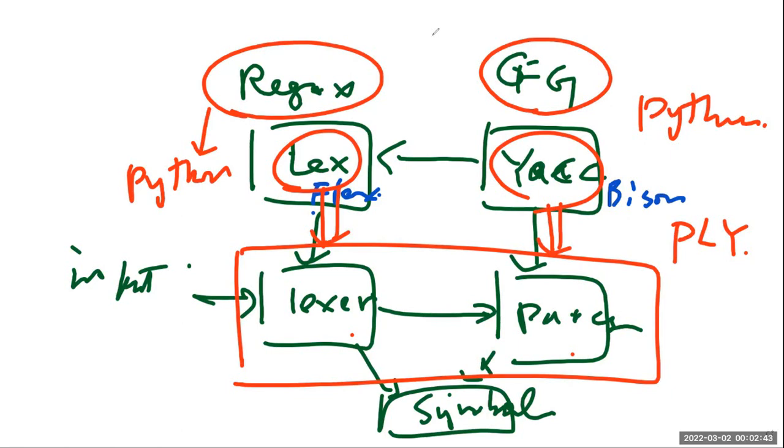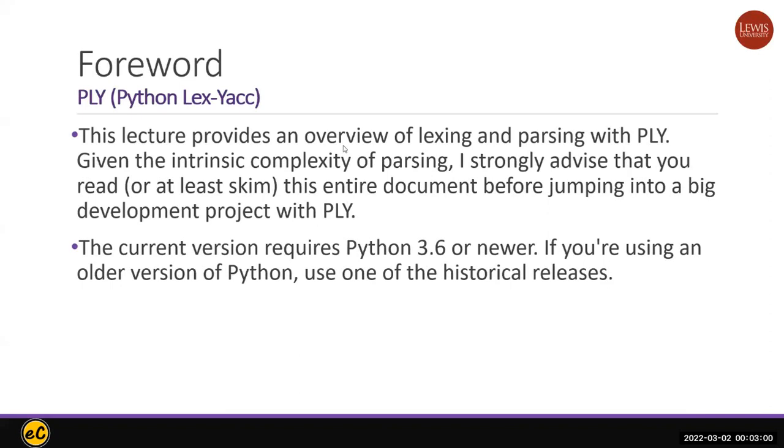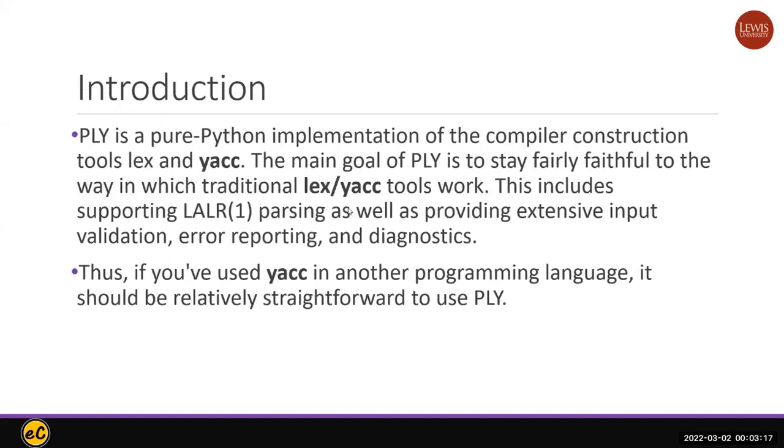You are basically using some data structure to connect the lexer and parser together. You should be able to build an interpreter in a very short time. It's even easier than Flex and Bison, the Windows version for C++. This is a version of Lex and Yacc in Python, compatible with the Python language, so you can just write some Python program to connect with it. The current version requires Python 3.6 or newer.